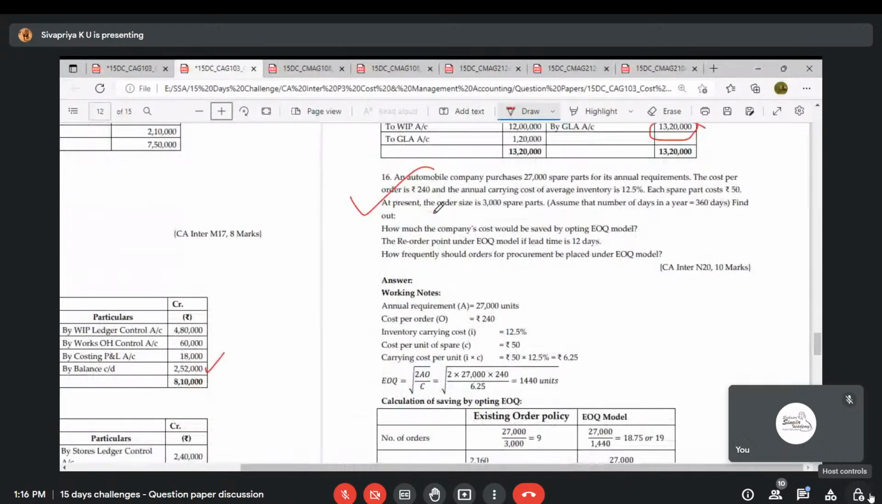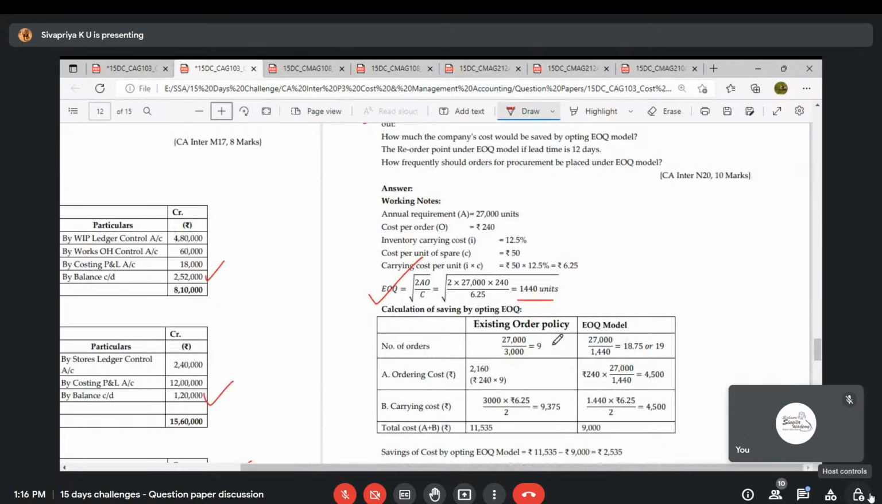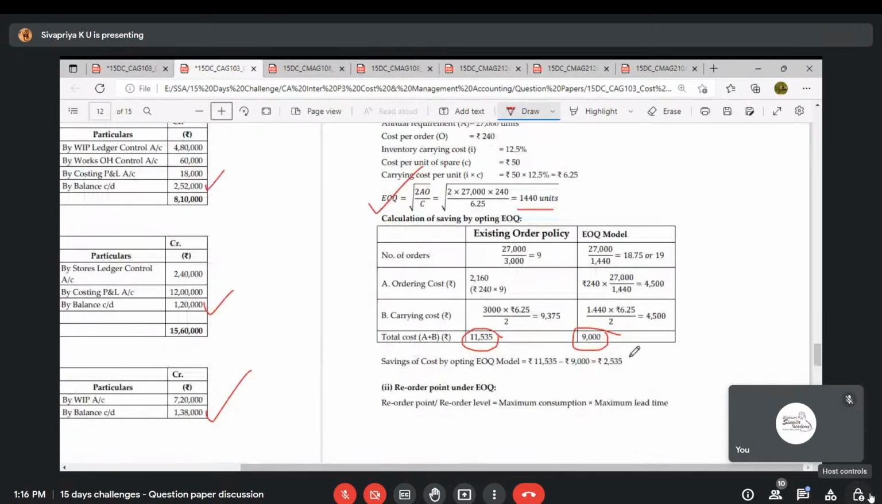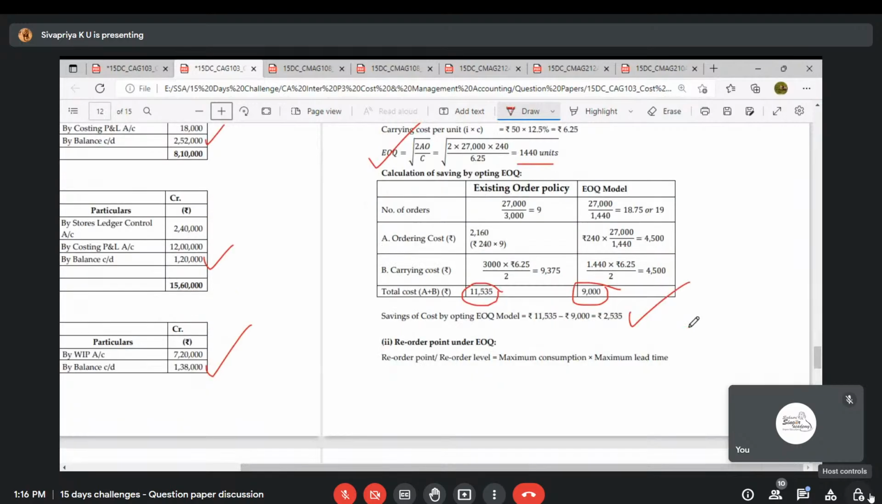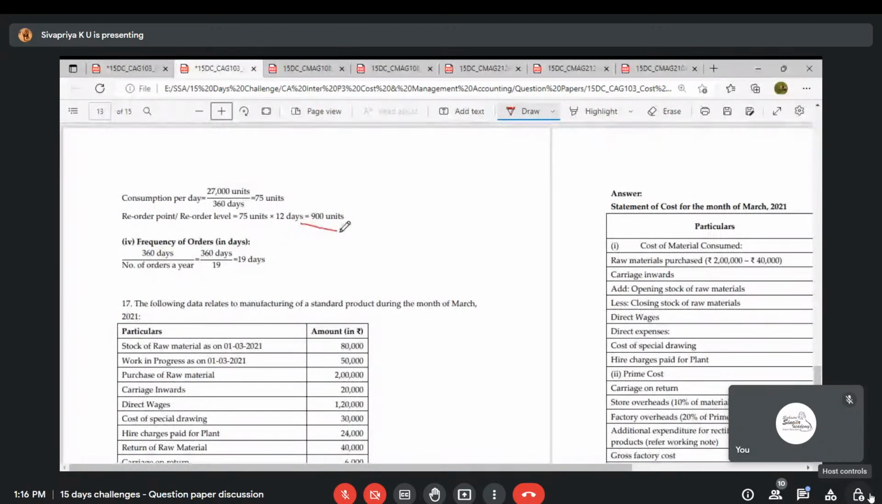Question number 16. First, we have to calculate the EOQ: 1,440 units. And you have to calculate the savings by opting for the EOQ. So under the existing order policy, the total cost will be 11,535. As per EOQ it will be 9,000. So there will be a savings of 2,535. Then you have to calculate the reorder point under EOQ: 900 units. Frequency of order 19 days.